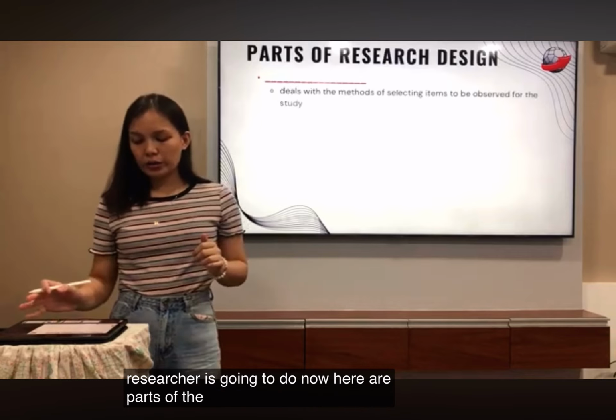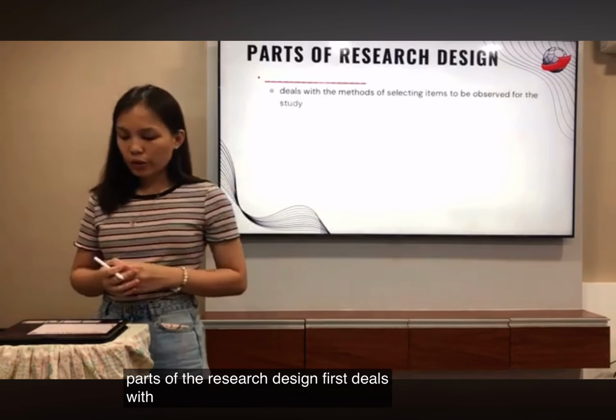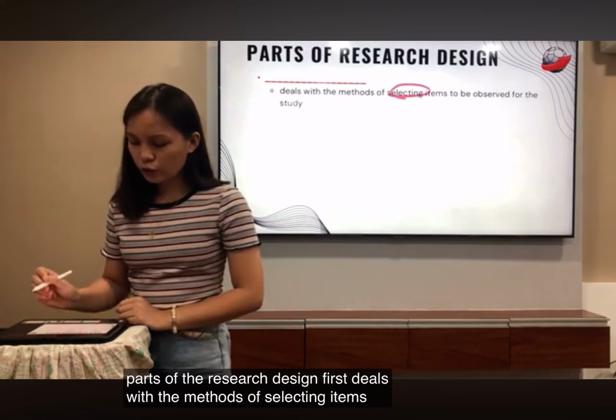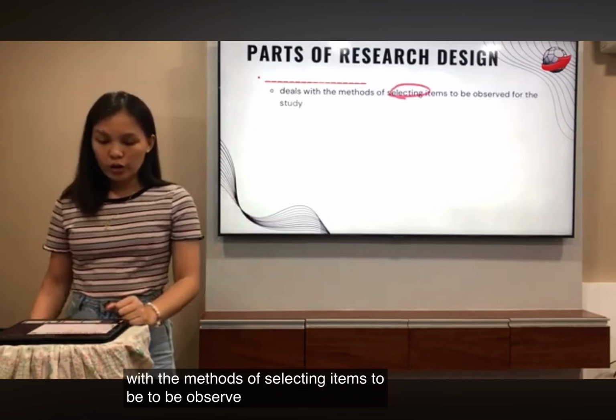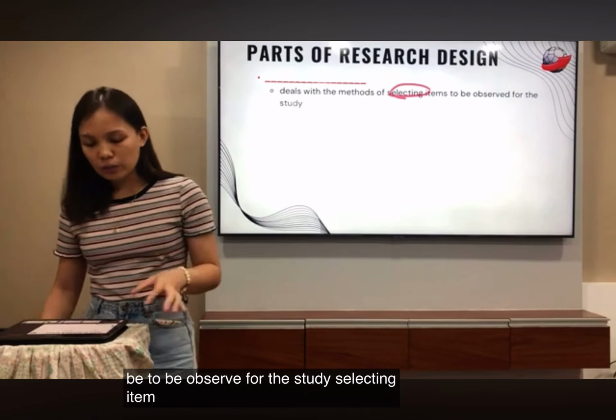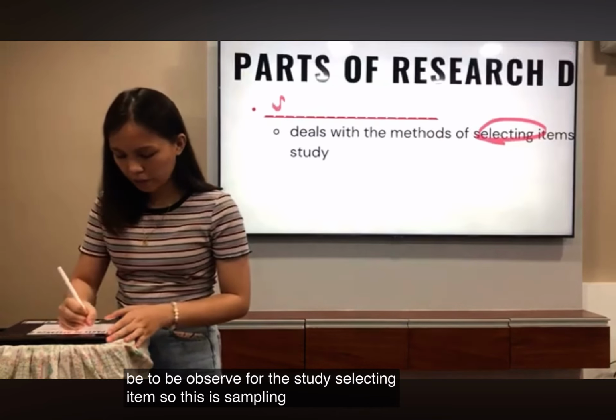Now here are parts of a research design. First deals with the methods of selecting items to be observed for the study. Selecting items. So this is sampling design.